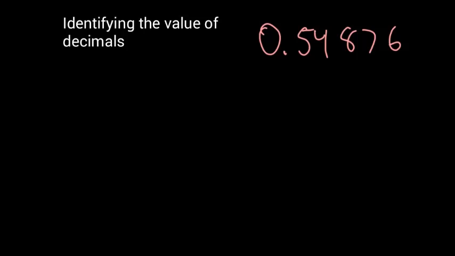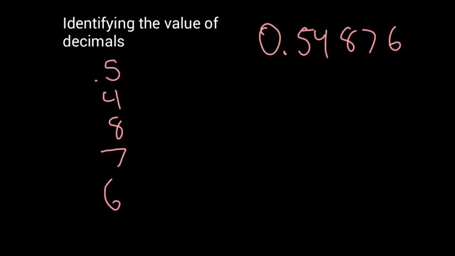So you'd say 54,876, and then you would add its place value. Well, let's look at what the place value would be. So I'm going to write the number vertically and do the place value for each number, and then we'll know how to properly read this number.